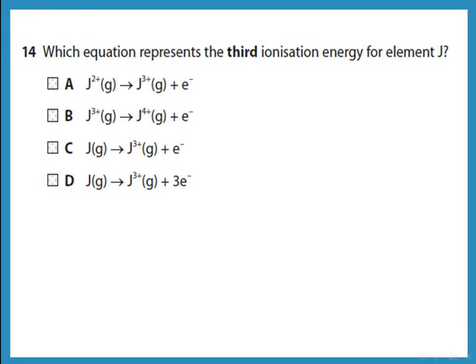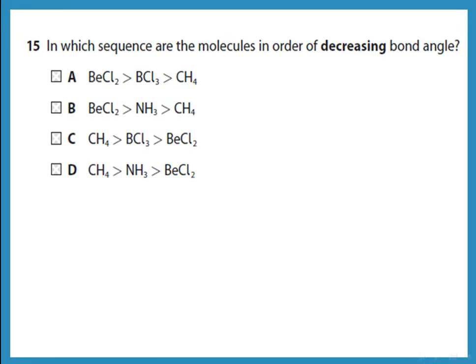Which equation represents the third ionization energy for an element? Okay, again we said third means I'm starting with something that has 2 positives and I'm removing an electron to form 3 positives, and everything has to be in the gaseous state. So that is the third ionization energy of J.